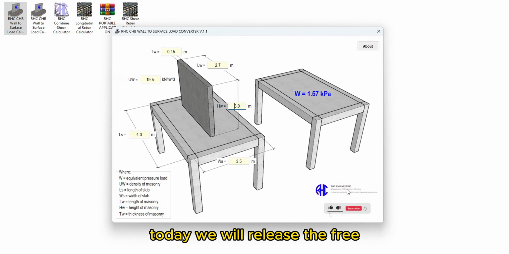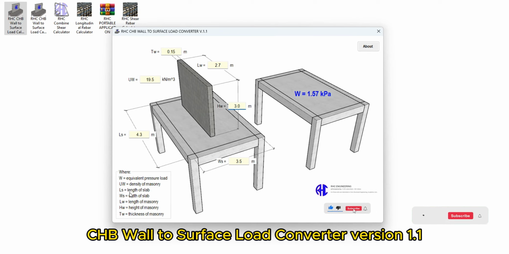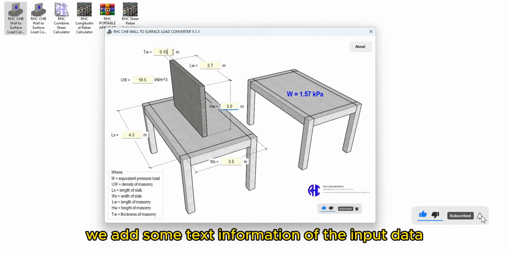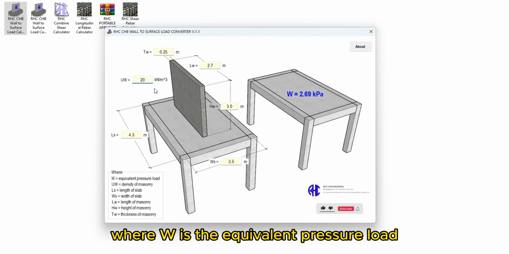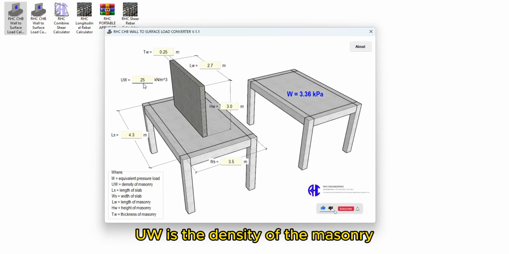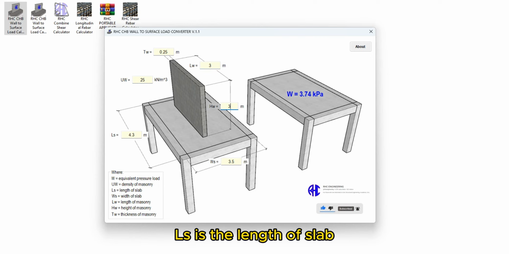Today we will release the free CHP wall to surface load converter version 1.1. In this version, we add some text information of the input data, where W is the equivalent pressure load, UW is the density of the masonry, LS is the length of slab, WS is the width of slab, LW is the length of masonry, HW is the height of masonry, and TW is the thickness of masonry.